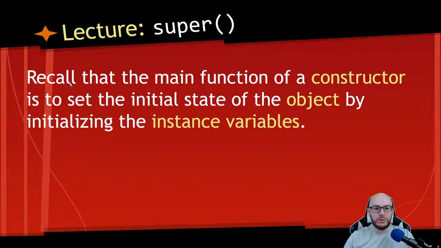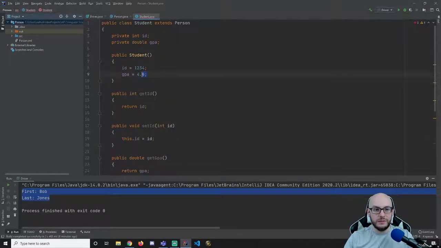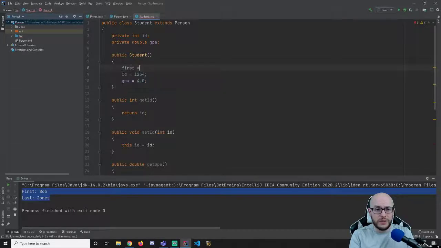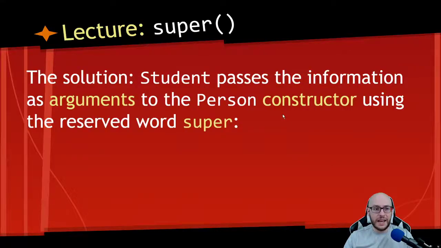So that's going to be a problem when it comes to things like my toString that we're seeing now in my constructor. Why? Well, if I'm here in Student, we're setting an ID, we're setting a GPA. The whole point of the constructor is to initialize the instance variables, and I actually have 4 of them, right? We have a first name, and maybe I want something other than Bob, but I can't do it directly. That's a yikes. Student literally has instance variables that it needs to initialize, but it can't access. The solution is to pass this information up as arguments to the Person constructor using the reserved word super.